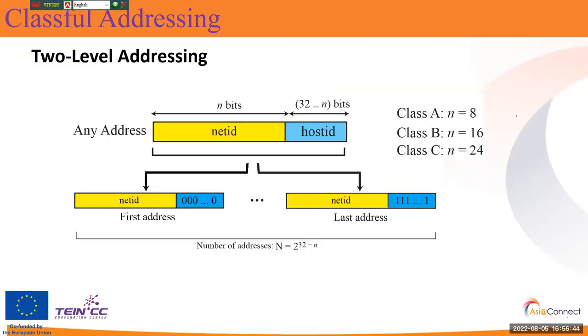So here you can see that yes, it is a class A address. 73 is between 0 to 127, so it is called class A. In that case, for a two-level addressing, class A address n should be fixed.